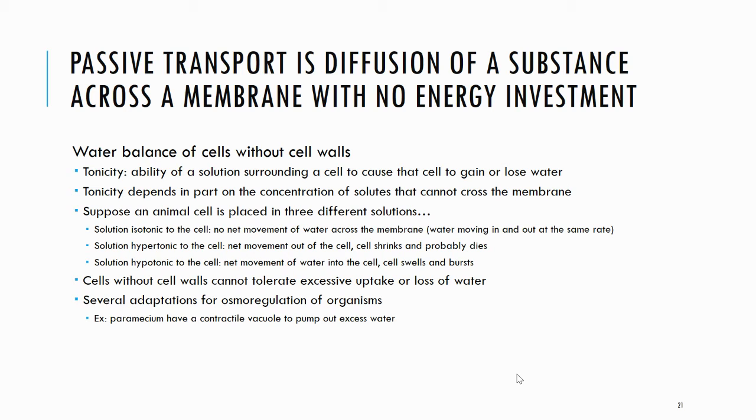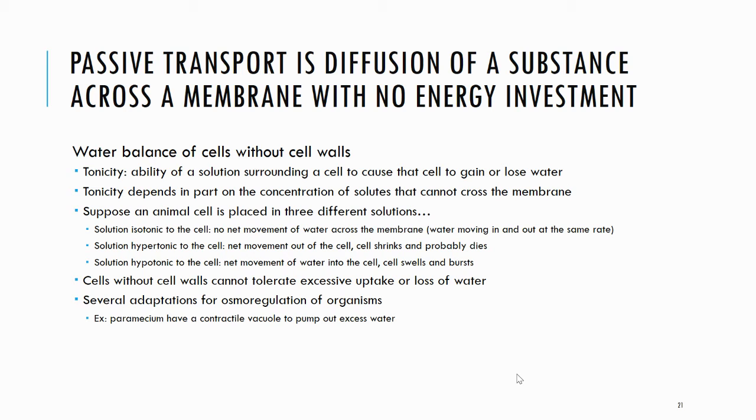If the solution is hypertonic to the cell, we have a net movement of water out of the cell, which will cause the cell to shrink and probably die. If the solution is hypotonic to the cell, meaning it will have a higher water concentration and fewer solutes than the inside, we have a net movement of water into the cell, which causes the cell to swell and burst. Cells that don't have a cell wall cannot tolerate excessive increases or decreases in water.